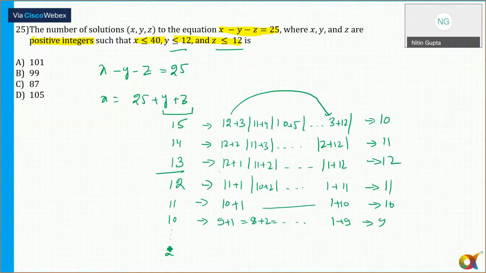And the minimum possible value of y plus z is 2. Why? Because both of them are positive integers. So if y plus z is equal to 2, there will be a unique solution, that is 1 plus 1. The number of solutions is 1. So I need to add these.